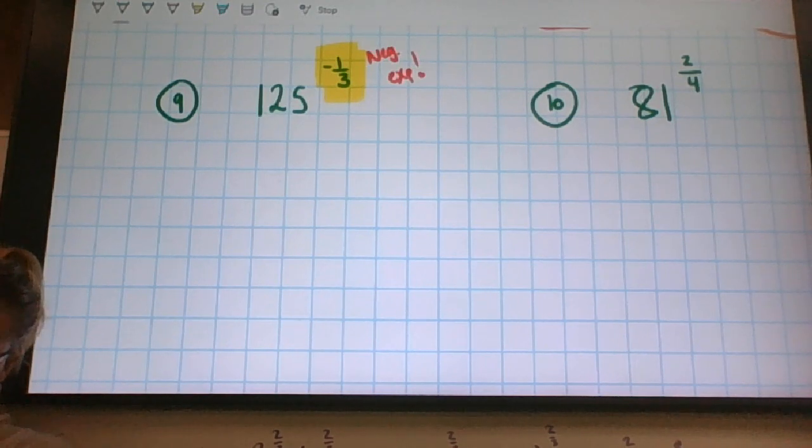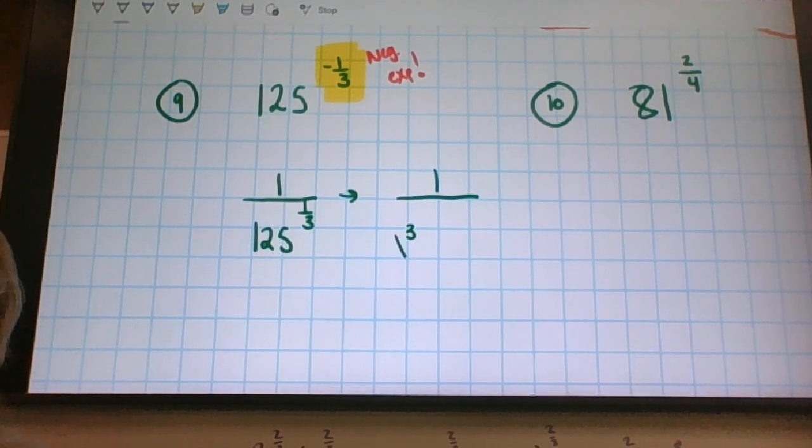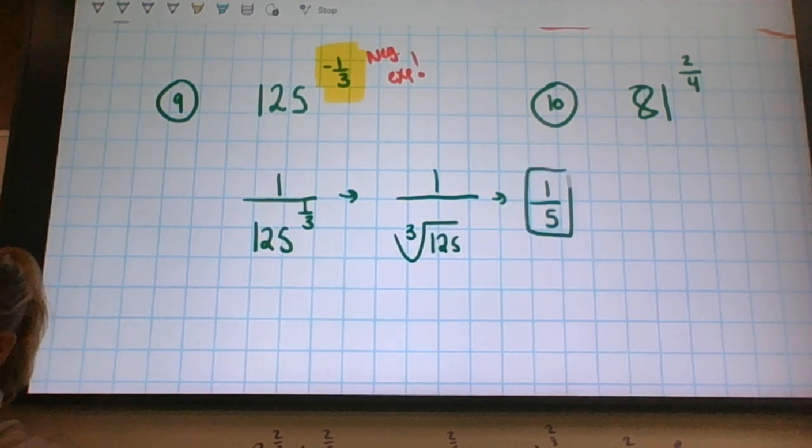So we're going to rewrite this as 1 over 125 to the 1/3. So that's 1 over the cube root of 125. So this is just a nice little 1/5. Not bad, 1/5.